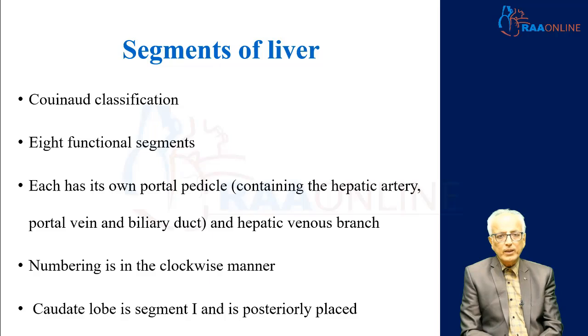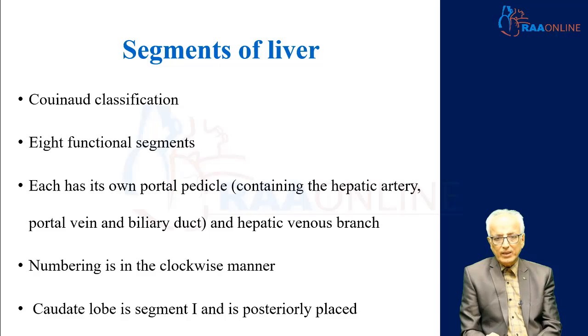Now, the most important anatomical segments of the liver. Couinaud classification of the liver segments has a huge application in various forms of hepatectomy. There are 8 functional segments. The importance of these segments is that each one has its own portal pedicle containing the hepatic artery, portal vein and biliary duct, and each one has its own hepatic venous branch. It is numbered in a clockwise manner.